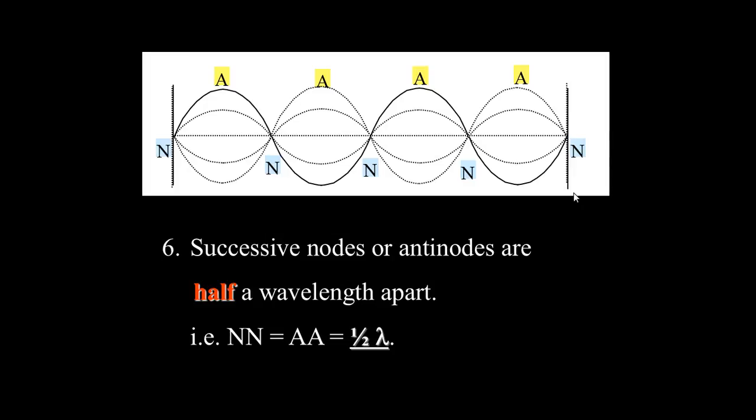The last characteristic will be the distance between successive nodes or successive antinodes. They are exactly half a lambda. Because we saw how a standing wave is formed, right? From here to here, this is exactly one wavelength of the incident or reflected wave. So this consists of 3 successive nodes. So the distance between 2 successive nodes will be half lambda, or the distance between 2 successive antinodes will be half lambda also.